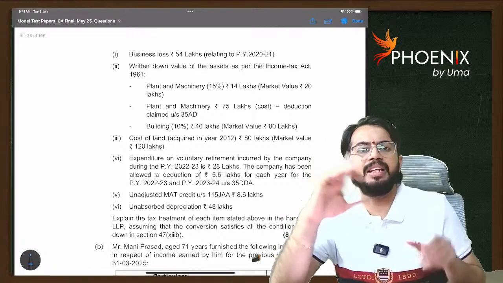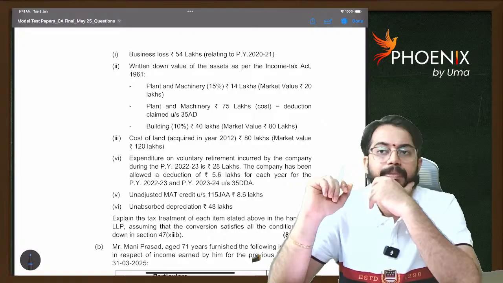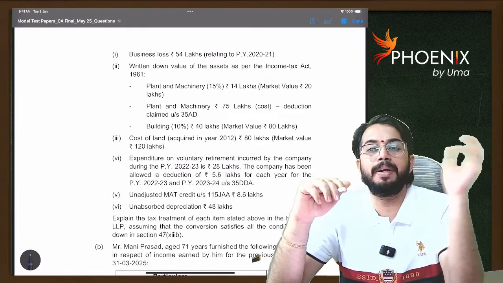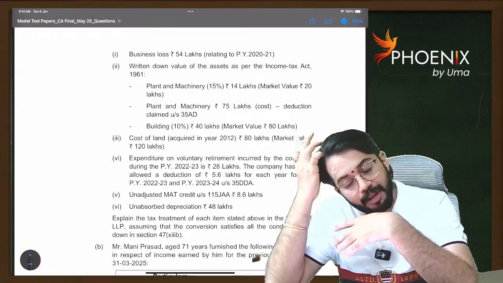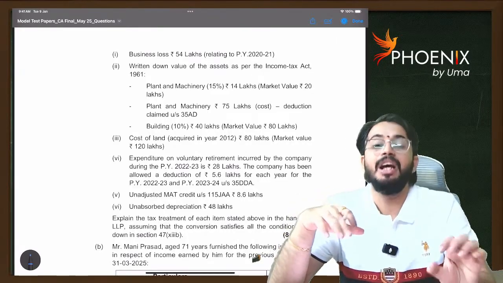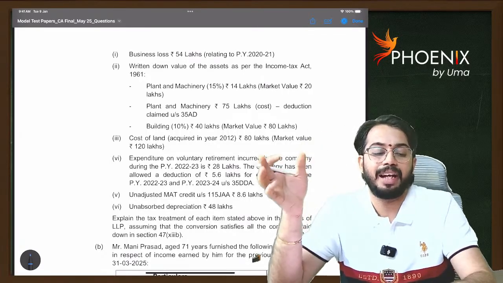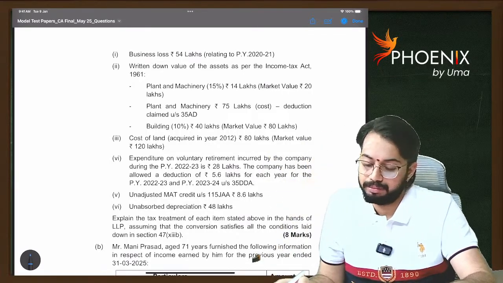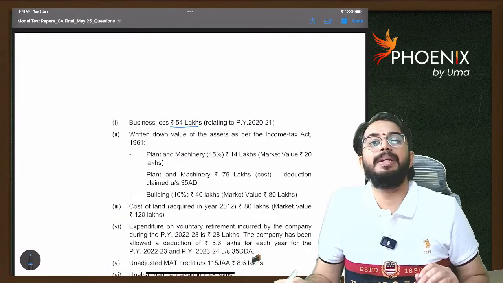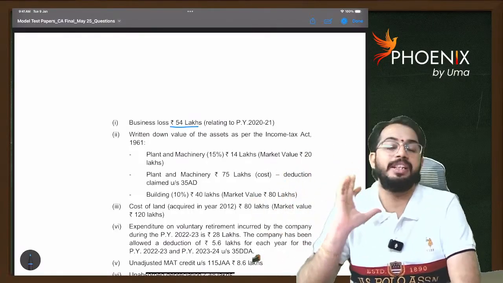Whenever a private limited company is getting converted into an LLP, certain important conditions are there. All assets and liabilities are to be transferred. 50% of the shareholders should become shareholders of the LLP. If all these conditions are satisfied, the losses of the company will be carried forward to the LLP, and a fresh time limit of 8 years is available for carry forward. Business loss is 54 lakhs. That business loss can be carried forward to the LLP if all the conditions are satisfied.